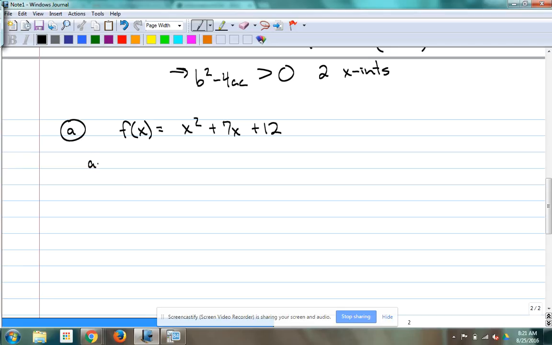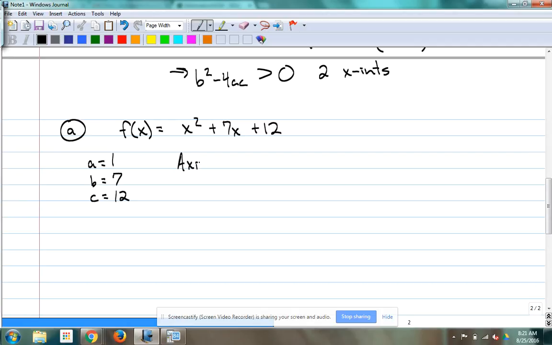And in Algebra 1, I always made you make the list of a, b, and c. What's a? 1. It's the number in front of x squared. b is 7, and c is 12. All right, so we're going to go through that list and find those things that we need to know.